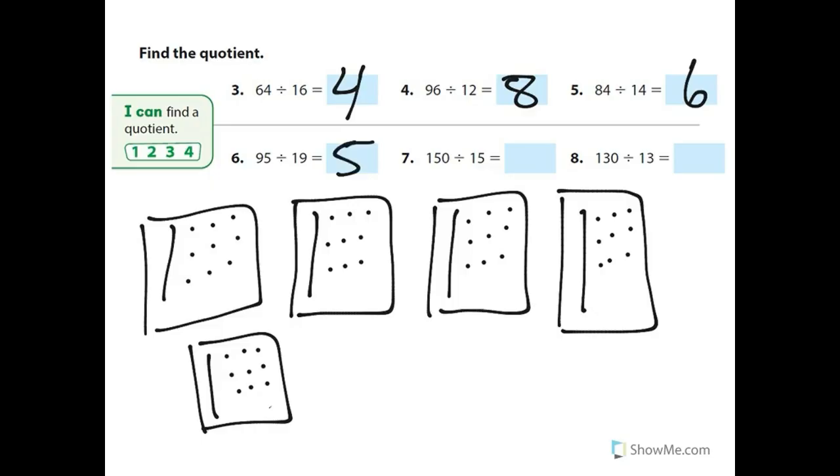5. Alright, so these next two, 7 and 8, we can use powers of 10, right? We can do 15 divided by 15 is 1 with 1 0. 13 divided by 13 is 1 with 1 0. Right? So on some of them, when it gives us some obvious strategies to use, let's use those strategies that are easier to use and more efficient.